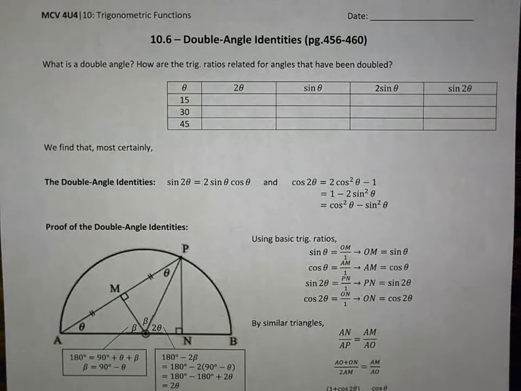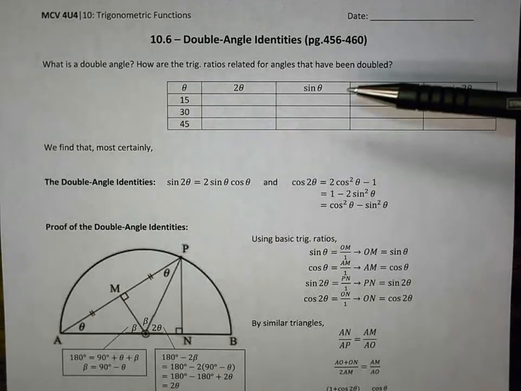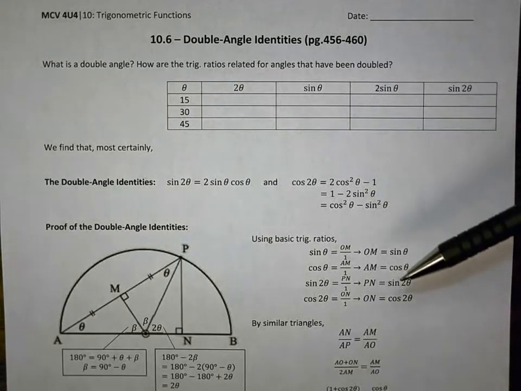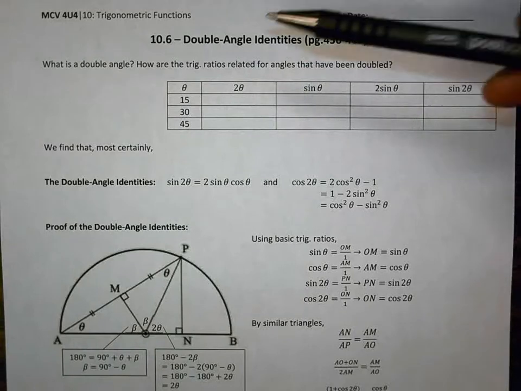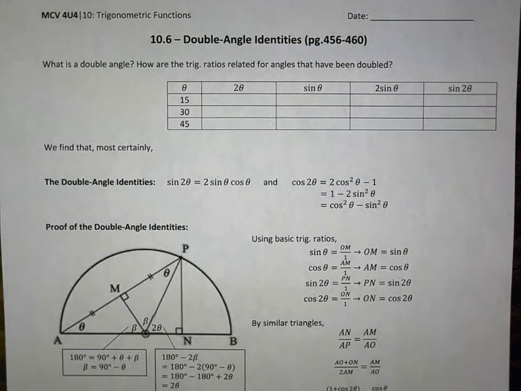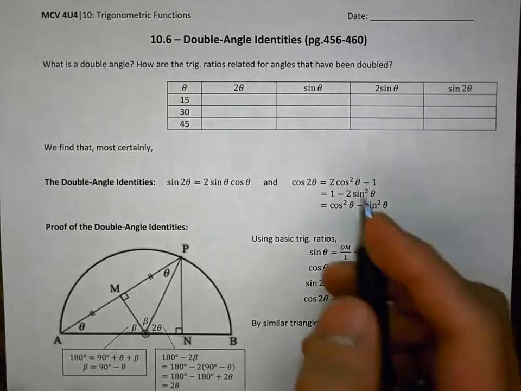Hello, Mr. Colati here, and today we are going to learn the remaining trig identities that we are going to need for this course. So far you've learned, or we've talked about, sine squared plus cos squared equals 1, and we've talked about sine over cos equals tan. Today we're going to learn the two double angle identities.